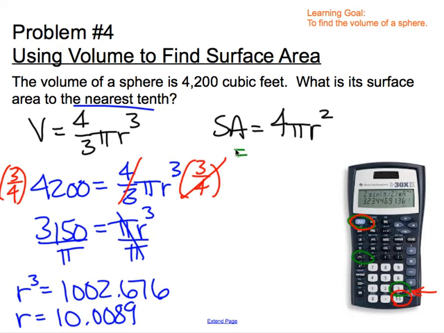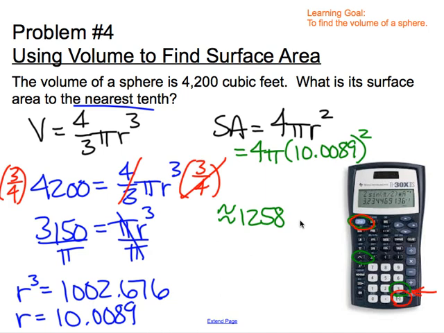So surface area we're going to calculate the same way we've done previously. So here we have 4 times pi times the radius, which we just calculated to be 10.0089 squared. So since you've got that number on your calculator already, just go ahead and square it. You should get something a little bit more than 100. And when we multiply that by 4 pi, the surface area to the nearest tenth is going to be in the neighborhood of 1,258.9 square feet.